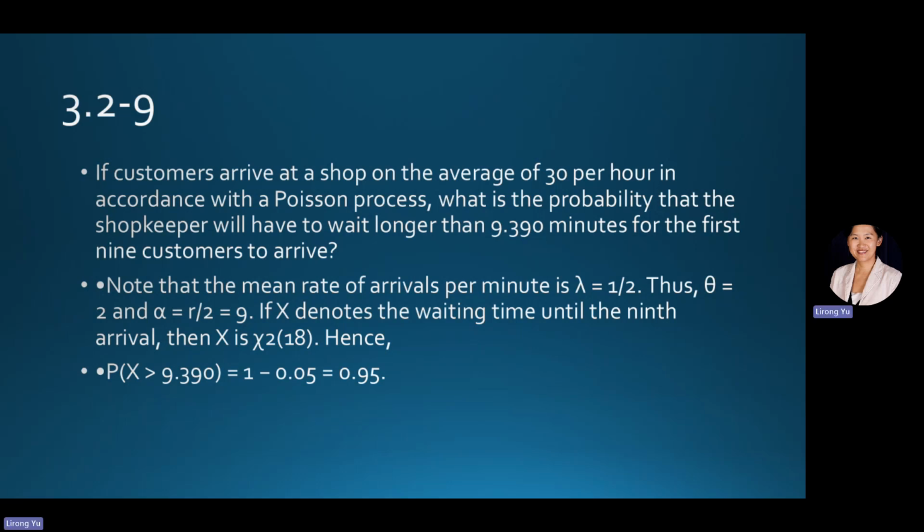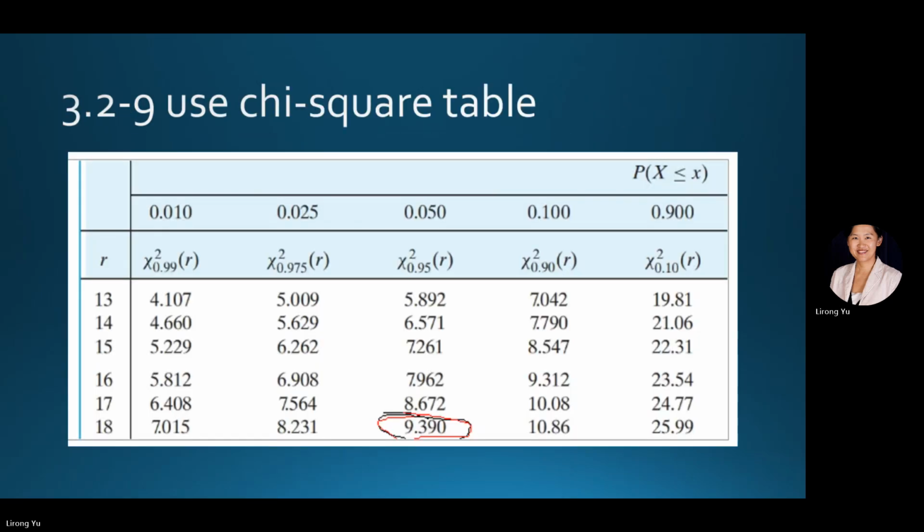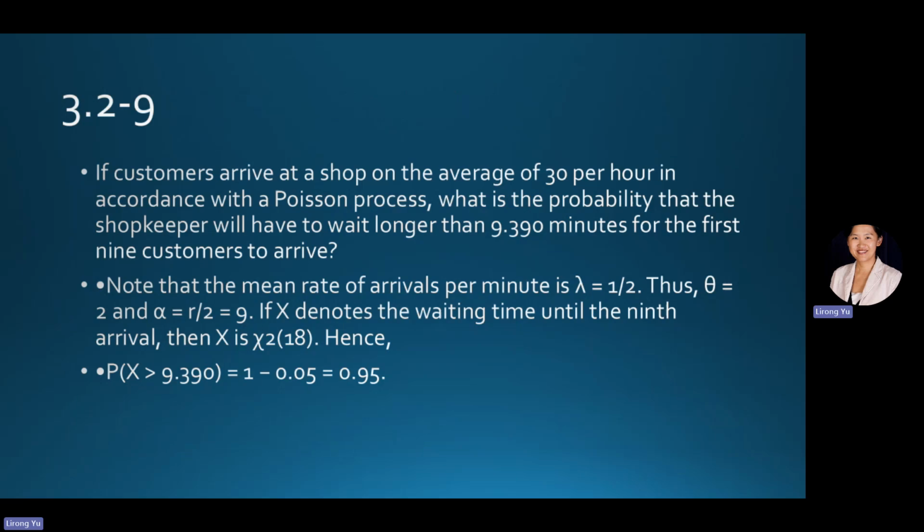18 is the average, and 9.39 is to the left of 18. So the right side percentage is 0.05, and the left side is 0.95. Try to see the left and right. The probability to be more than 9.39 is 0.95. Any question?